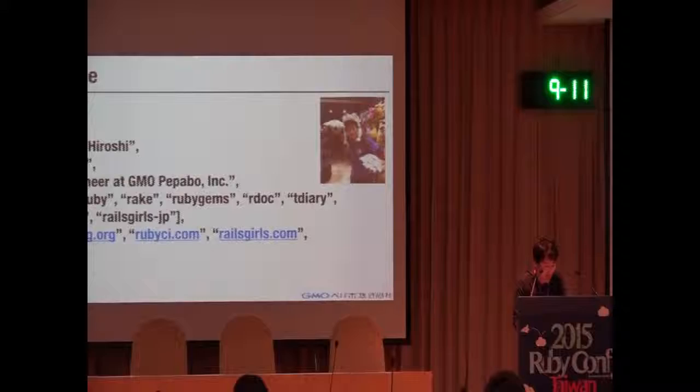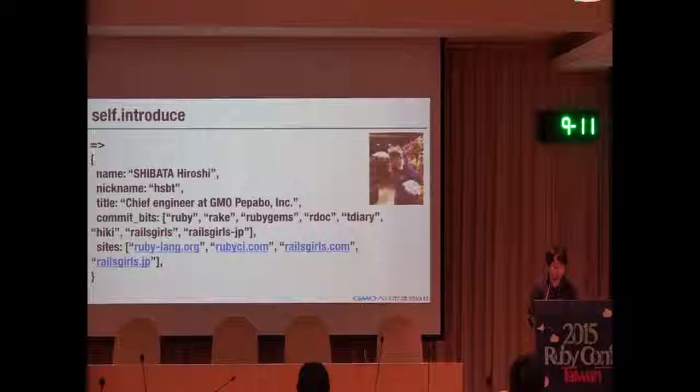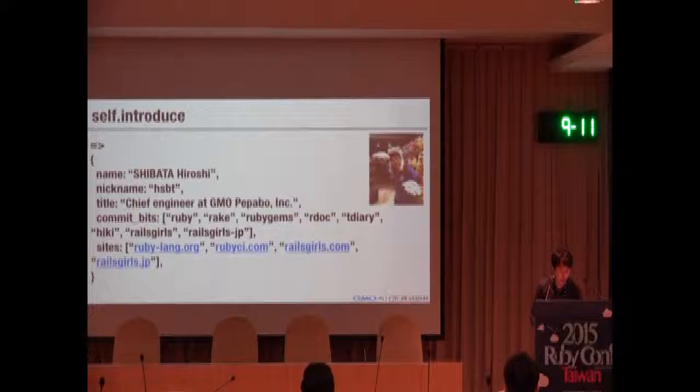My name is Hiroshi SHIBATA, so please call me Hiroshi. I'm from Japan. My internet name is HSVP, which I use on Twitter and GitHub too. My job title is Chief Engineer at GMO Paperboard. I have many commit bits, such as Ruby, Rake, RubyGems and others.